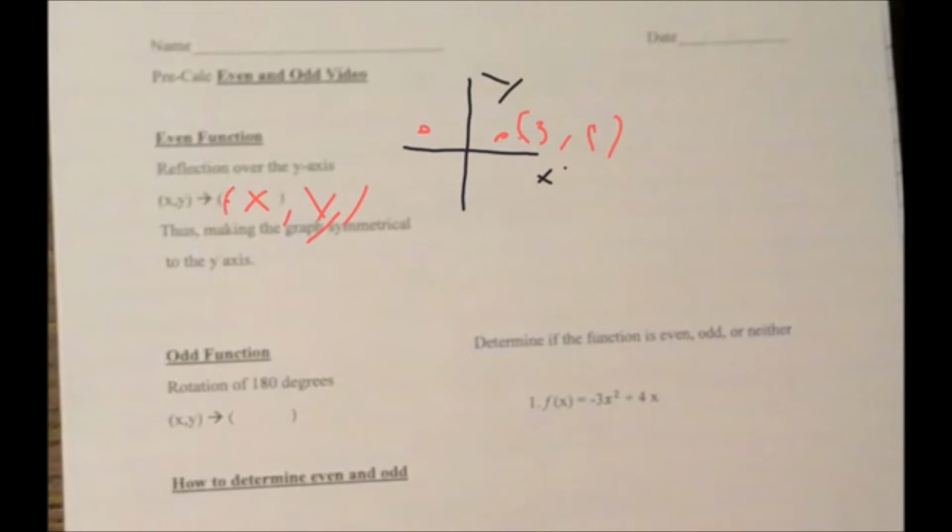In parentheses, negative x, comma, y. And then when you do that with a graph, you can see, let's say we had a parabola that went through these points. You can see across the y-axis, it's symmetrical on both sides.